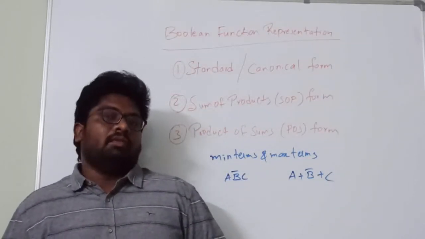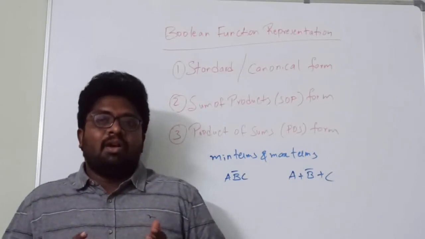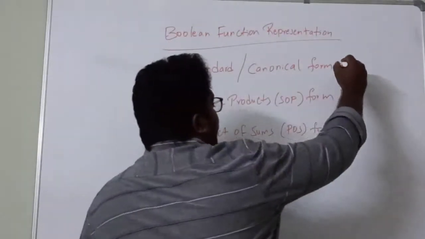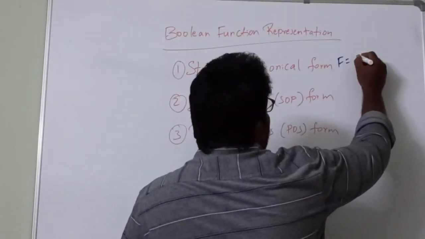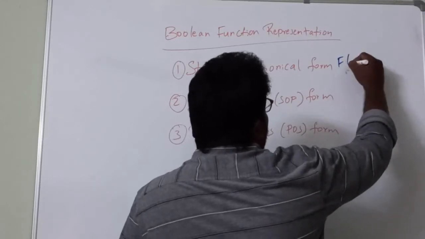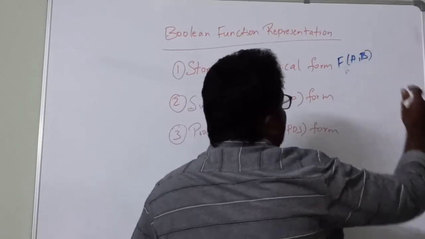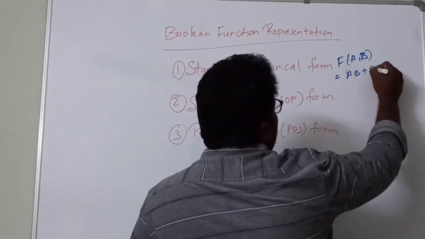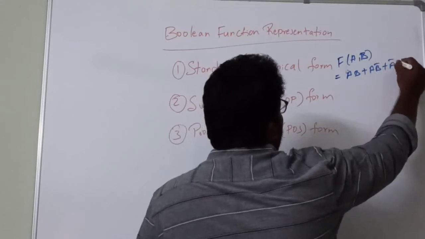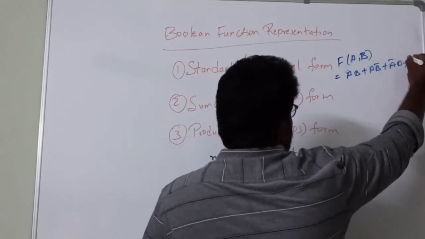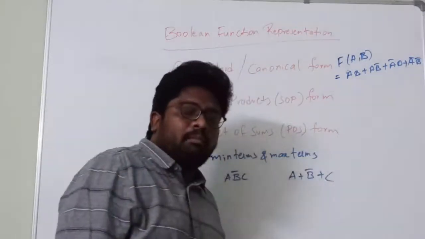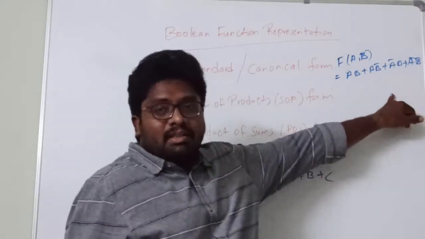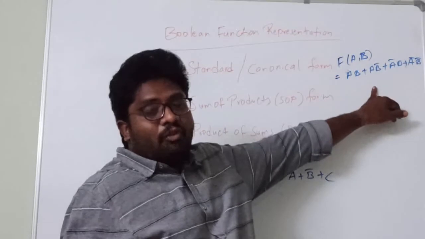So the canonical form consists of all the variables which are present in a given function. For example, if you are taking f consisting of variables a comma b, this is equal to ab plus ab bar plus a bar b plus a bar b bar. Then we can say this equation is in its standard form or in its canonical form.